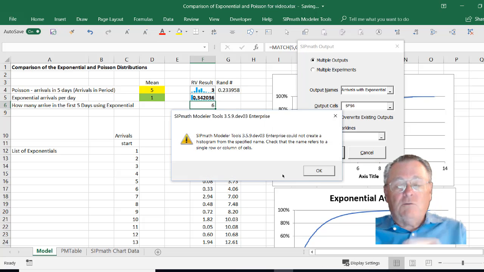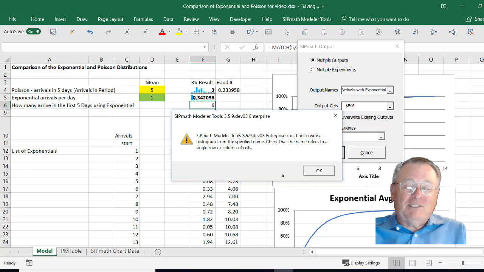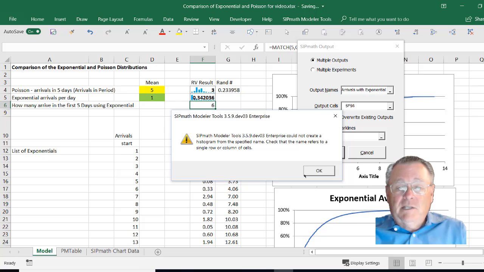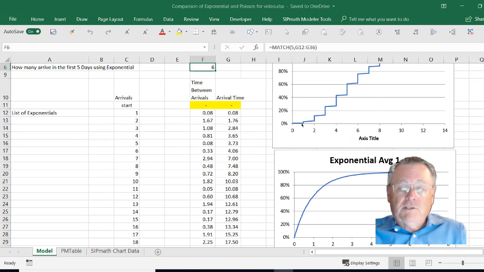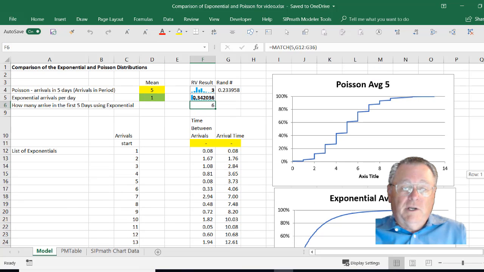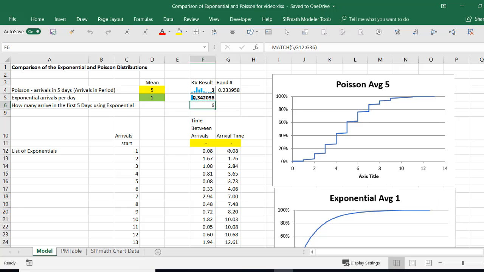Now, okay, this is a really good point here. With SIPmath, because I'm simulating after each change, if I've got an error of some sort, it's going to tell me something's wrong. I need to figure out what's wrong. Now, in this particular case, remember I mentioned there was a possibility of 0. So what I need to do here is, if this first time was more than 5, so that no one arrived in the first 5 days, the match command is going to have an error.